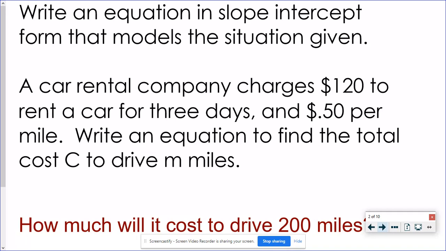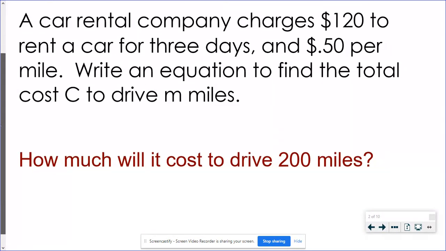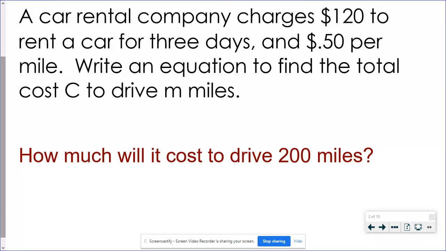So for this first one, I've got a car rental company that charges $120 to rent a car for 3 days and then 50 cents per mile. And that's a typical way that you would rent a car. You have to pay just to use the car, but then you also have to pay for how much you drive it, because there's more wear and tear the more that you drive it.